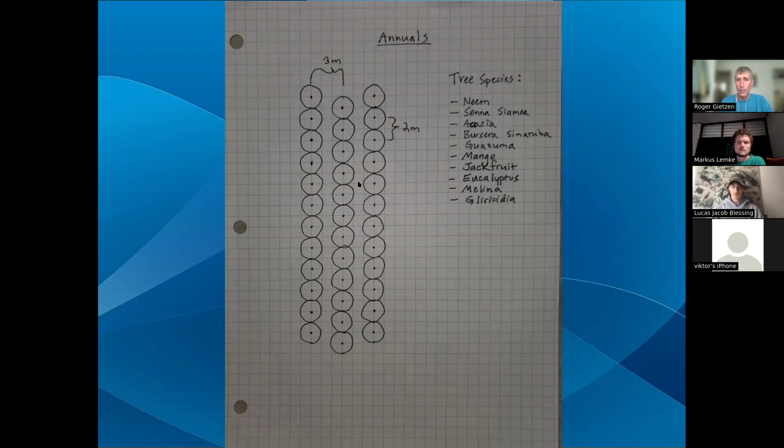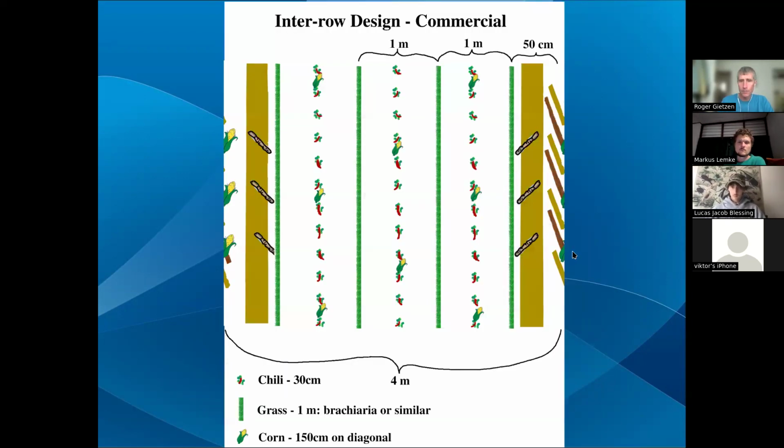And then in between these lines, we'd even plant grass, which I showed in this slide yesterday. This would be kind of like a zoom in on the intro, with the tree lines on the right and the left. I talked about yesterday, we plant a slower grass like brachiaria here and here.